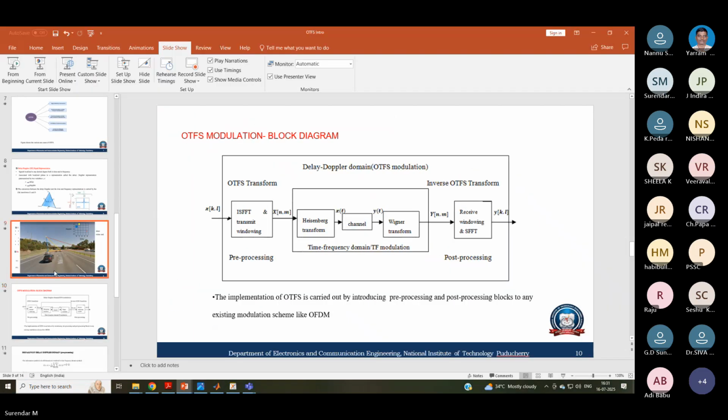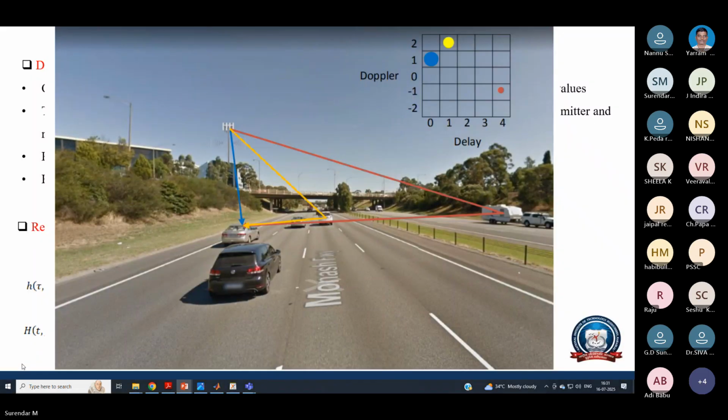Just a minute. I hope you can see my cursor, so not an issue.